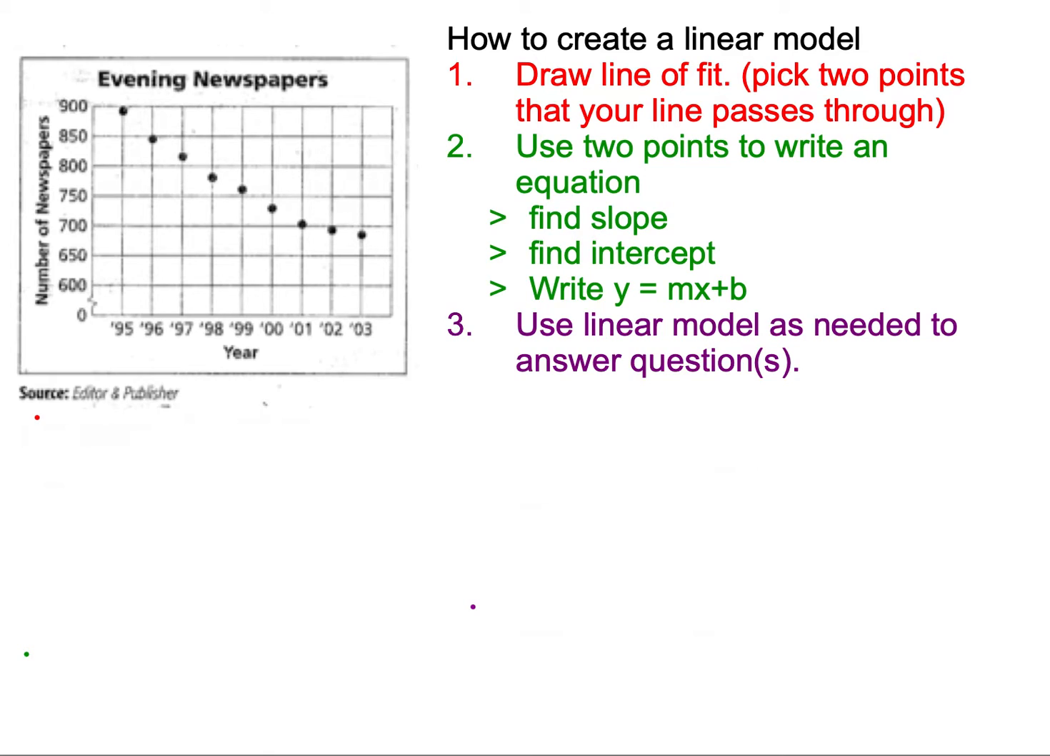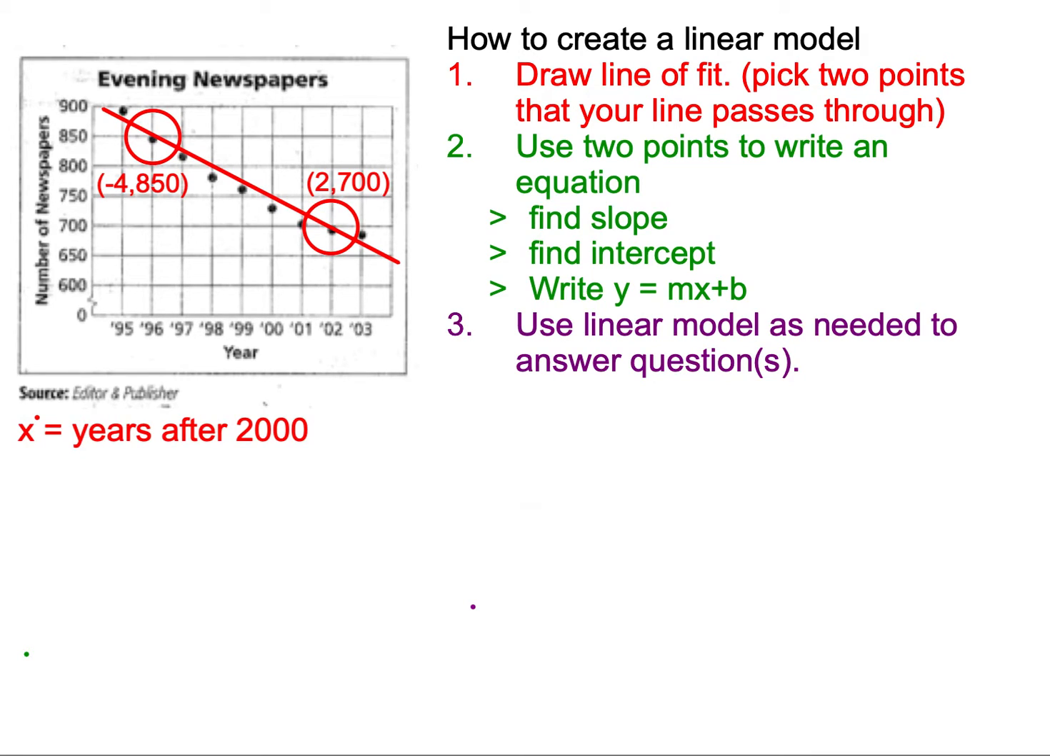Okay, how to create a linear model. First, you're going to draw a line of fit and you pick 2 points. For example, here on this evening newspapers, I picked the point -4, 850 and the point 2, 700. So first step, draw a line and pick 2 points that it goes through. Now these points do not have to be data points. They just need to be points on the line. It's nice if you use data points, but doesn't necessarily have to be.